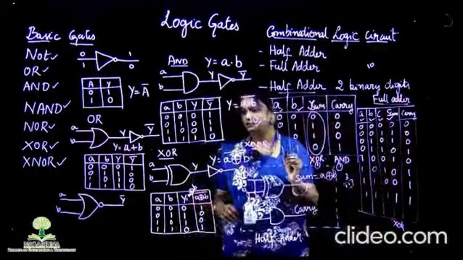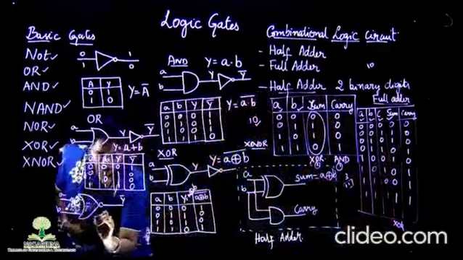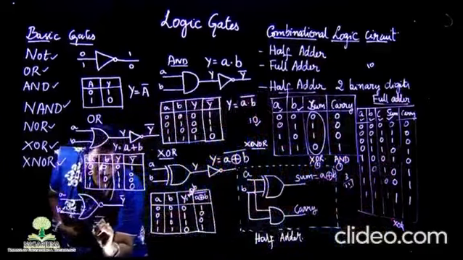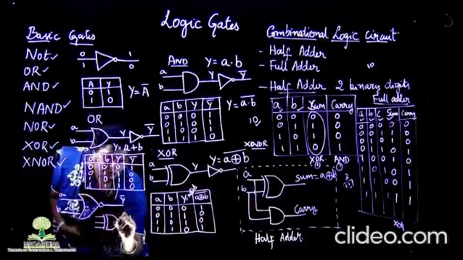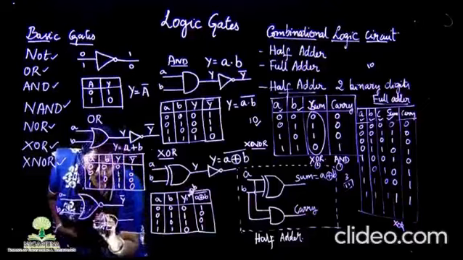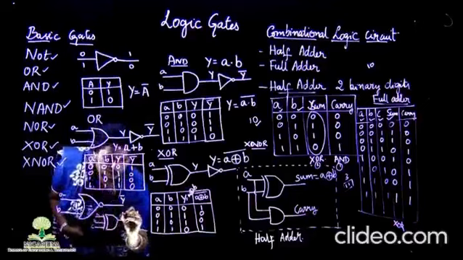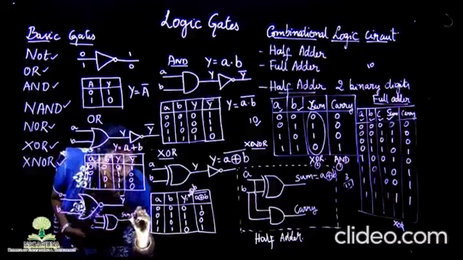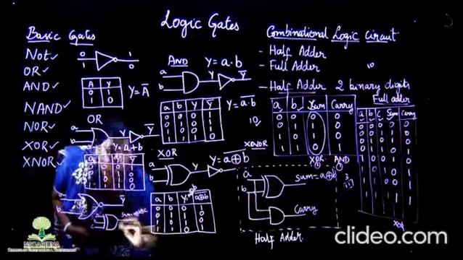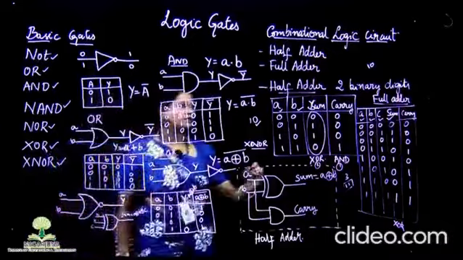That is an XOR gate with 3 inputs, with A, B, C as input. The output, that is the sum, will be A exclusive OR B exclusive OR C. So the sum part is done now.